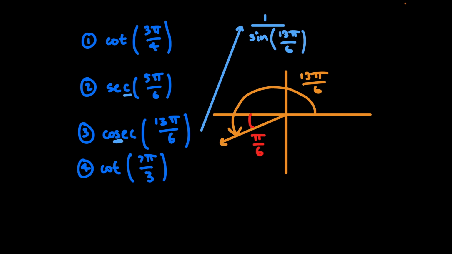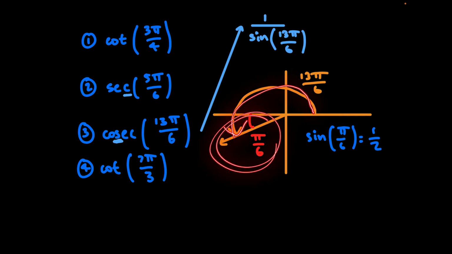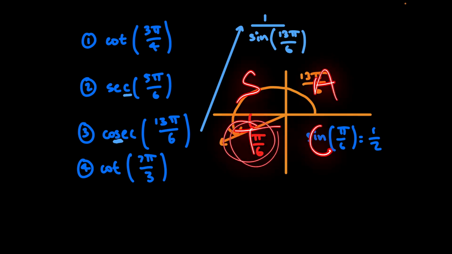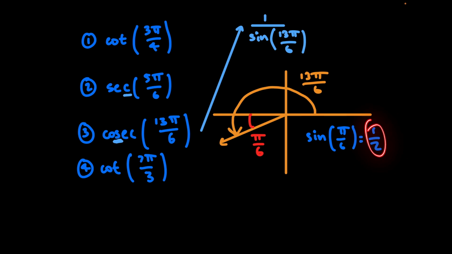So let's work out what is the sine of pi on 6. The sine of pi on 6 is a half, we know that. But we know that the angle 13 pi on 6 is in the third quadrant. And remember, A, S, T, C, we know in the third quadrant, only tan is positive. So that means sine will actually be negative.